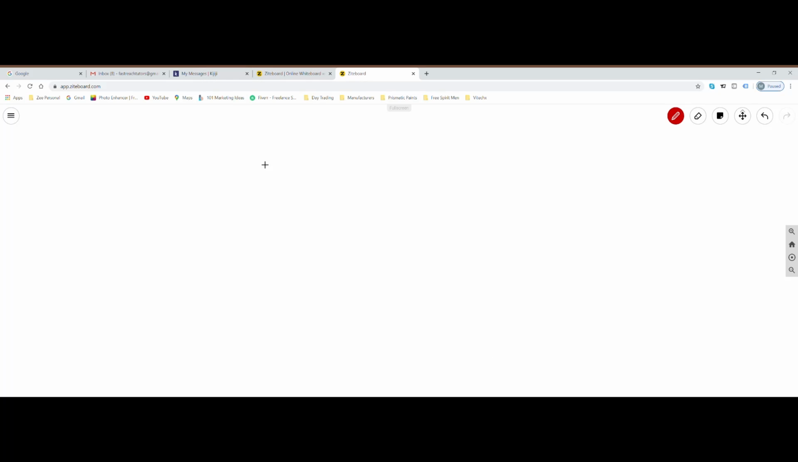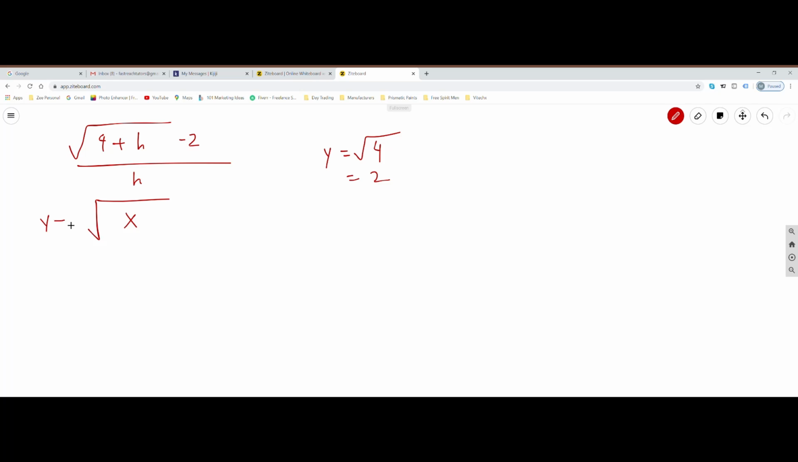So we're trying to find the limit for the square root of x at 4. Let me just show you. You have the square root of 4 plus h, minus 2, over h. So what this is really is x. We're trying to find the limit of the square root of x. And how we get this 2 is that when we put in the value of 4, we get 2. So here we're trying to find the limit of y equals square root of x at position 4.